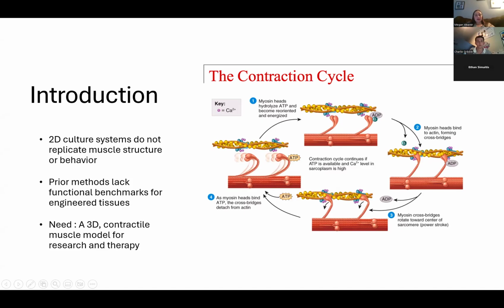That's why we need a 3D contractile muscle model, something that not only mimics muscle architecture, but also performs like it. The kind of system that will be incredibly useful for both research and regenerative therapies.